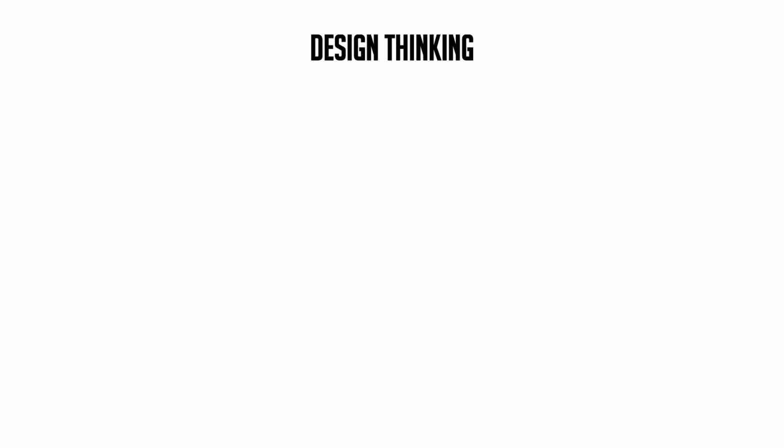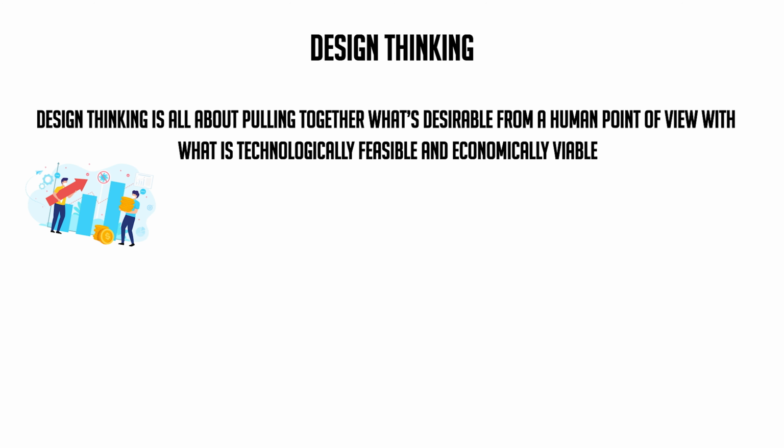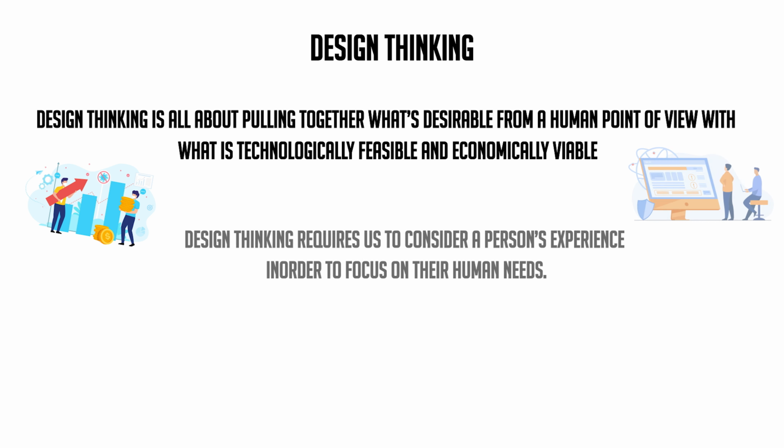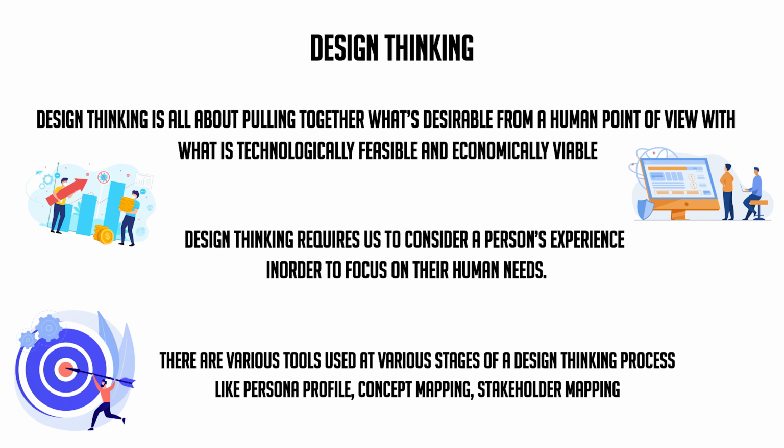Design thinking. Design thinking is all about pulling together what's desirable from a human point of view with what is technologically feasible and economically viable. Design thinking requires us to consider a person's experience in order to focus on their human needs. There are various tools used at various stages of a design thinking process like persona profile, concept mapping, stakeholder mapping.